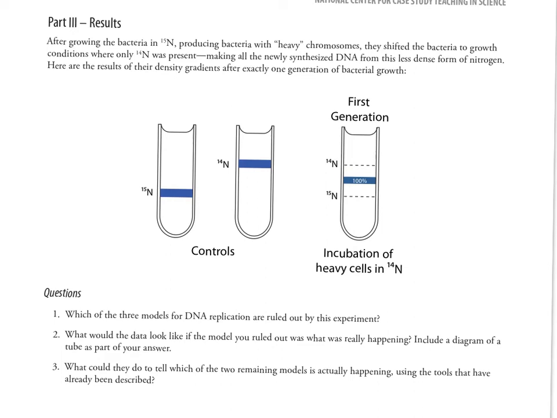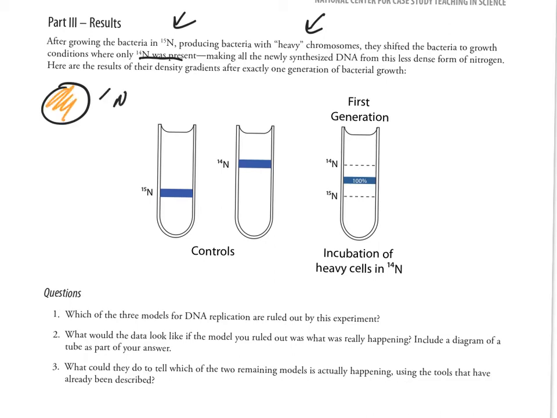So after growing the bacteria with nitrogen 15 and producing bacteria with heavy chromosomes, they shifted the bacteria to grow conditions where nitrogen 14 was present, making all new synthesized DNA. So you start off with nitrogen 15 here.